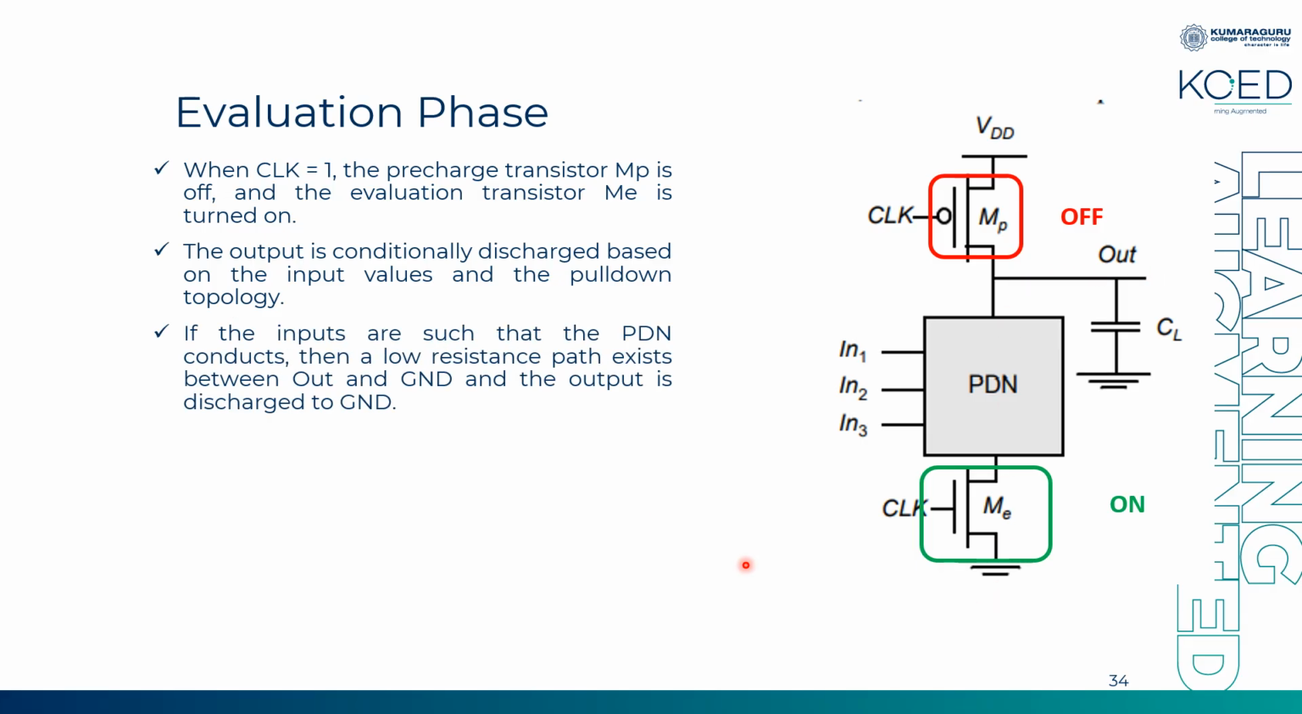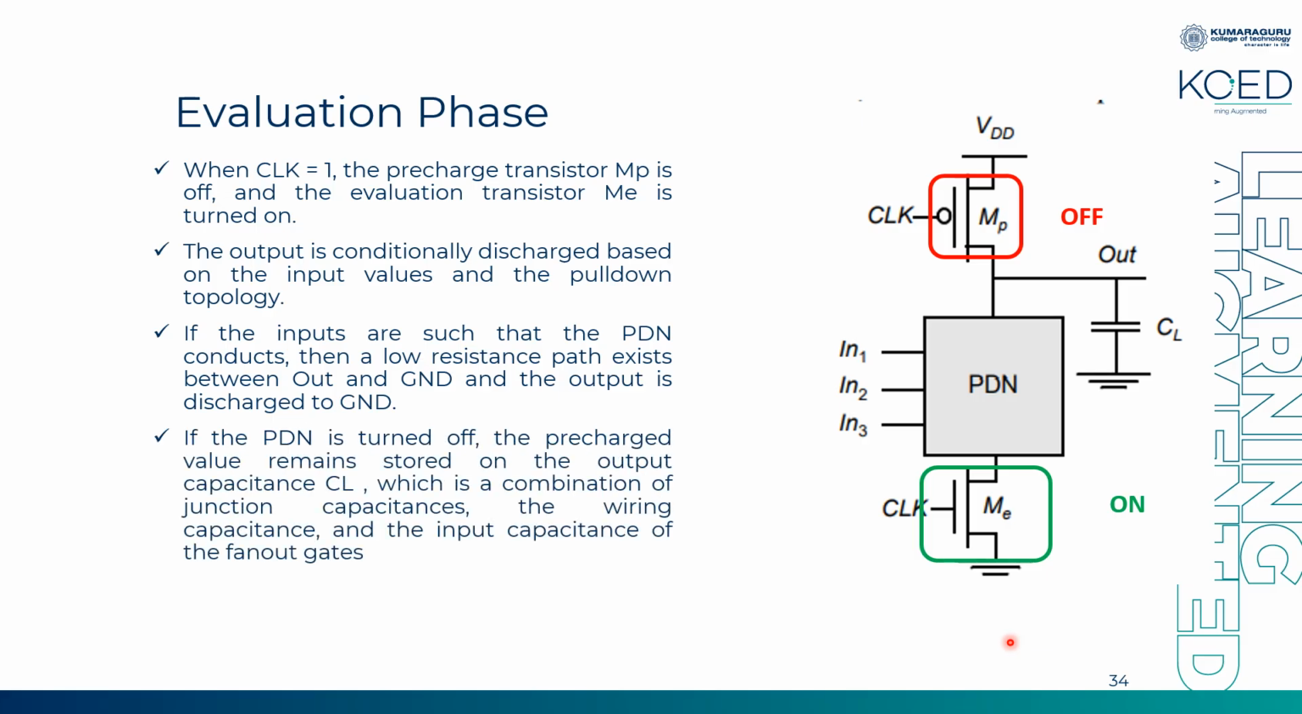So depending upon the inputs given and depending upon the state of these transistors, the PDN will either be on or off. If the PDN conducts, the output will choose the low resistance path, that is it will move via this pull down network through this ME and go to ground. If the PDN is not there, if it is turned off, what happens? The VDD equal to 5 volt, just stored in the CL, remains the same.